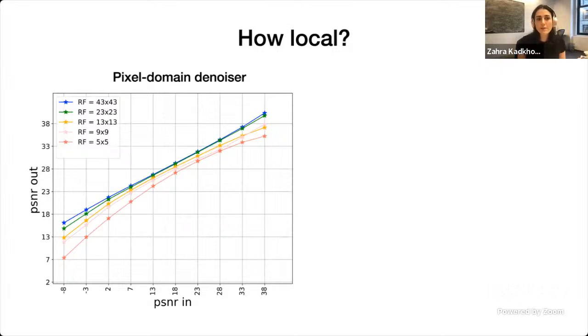It's input PSNR versus output PSNR, and each curve corresponds to a denoiser in the pixel domain, so just a normal denoiser with decreasing receptive field sizes. So on the top, we have the largest receptive field size, and as we go down, the receptive field size is decreasing. As you can see, the performance is hugely affected by the receptive field size, which means that the Markov property does not hold in the pixel domain.